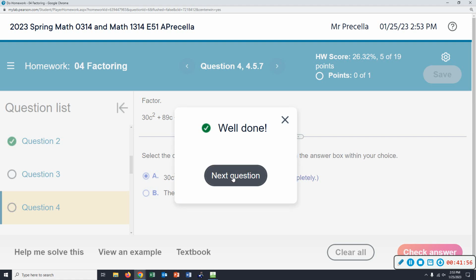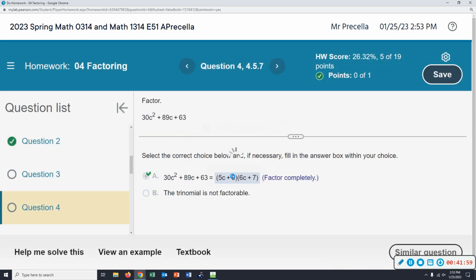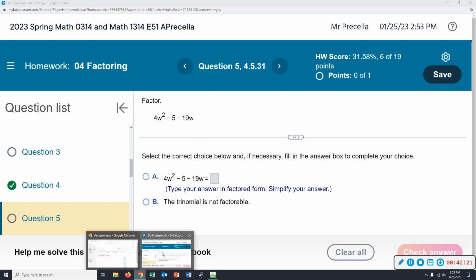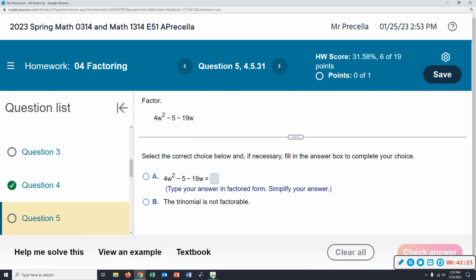Just try another one. Are y'all caught up? Okay. This one is not really difficult, but there is something tricky about it. Okay? Notice, let me make a note before I write this down.